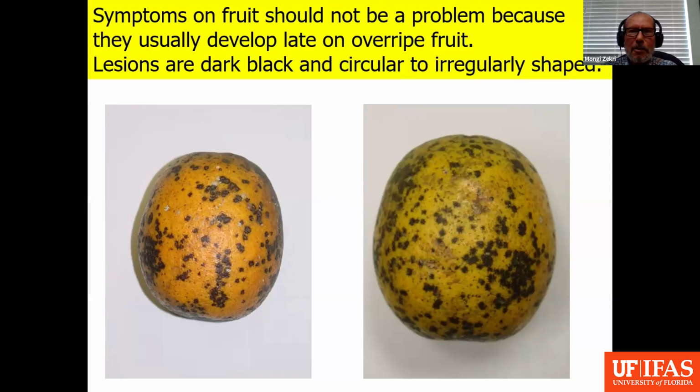Symptoms on the fruit should not be a problem because they usually develop late on overripe fruit. Lesions are dark black and circular to irregularly shaped.